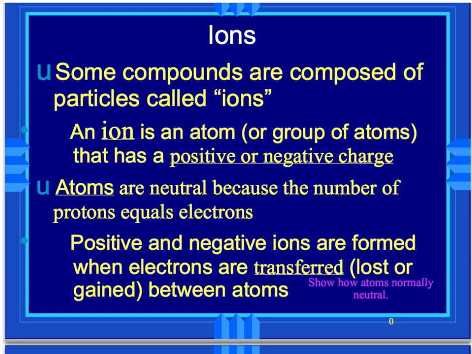Some compounds are composed of particles called ions, and we've talked a little bit about ions in the past, and we've said that an ion is an atom or a group of atoms that has a positive or negative charge. Atoms are neutral because the number of protons is equal to the number of electrons. Positive and negative ions are formed when electrons are transferred. That means they're gained or lost between atoms.